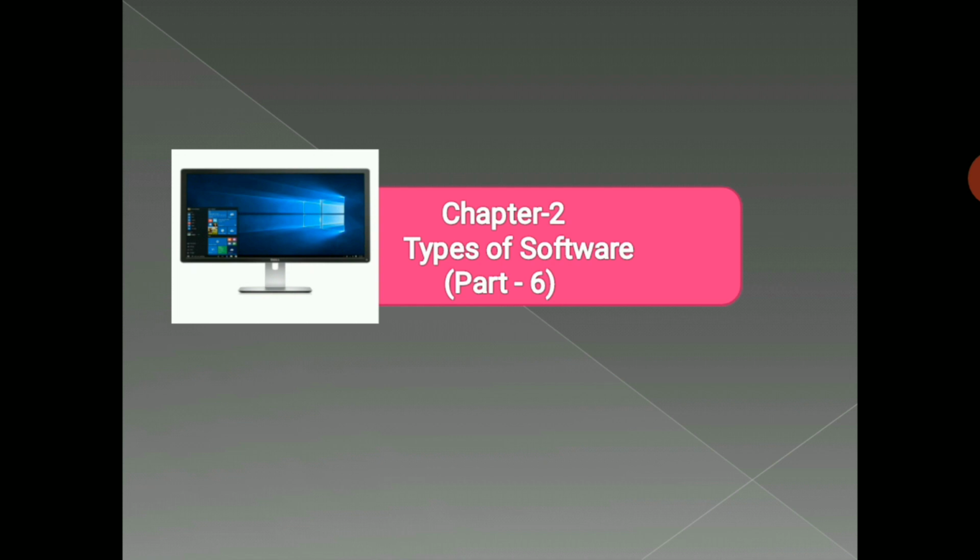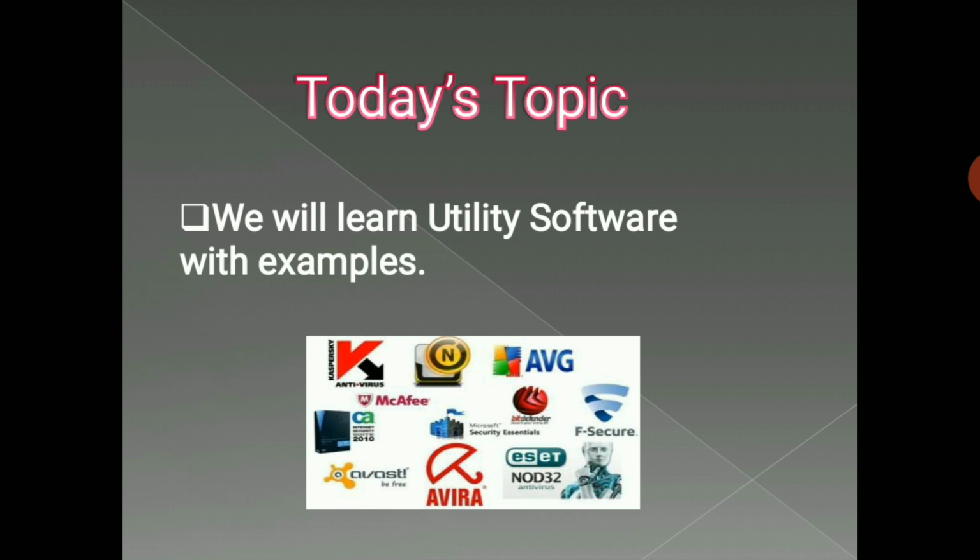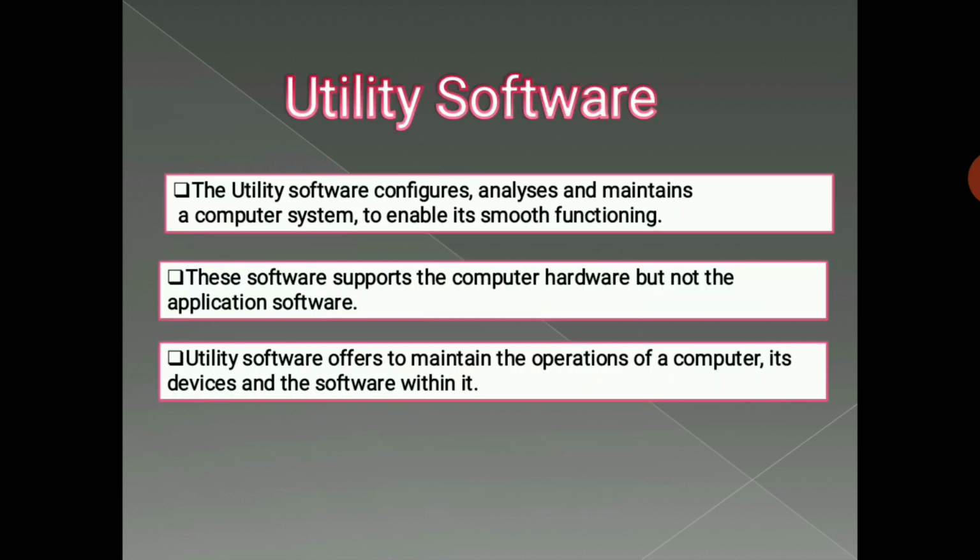So, today in the same series, we will discuss chapter 2, Types of Software, part 6. In this video, we will learn utility software with examples. So, let's understand utility software.